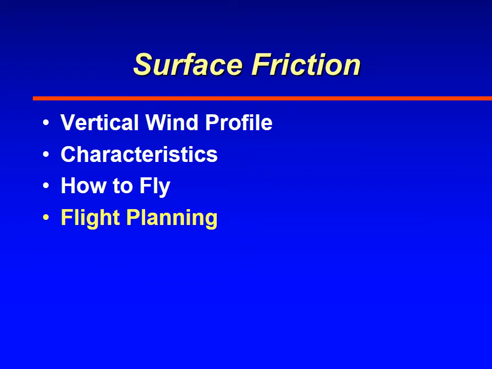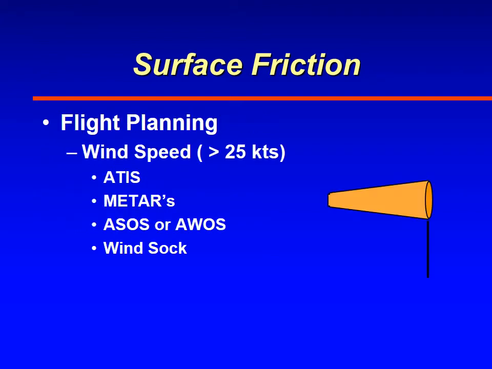As far as flight planning, what kind of things do you look for when you are flight planning for surface friction turbulence? Well, of course, if the wind speeds are great, then you know that you're going to have surface friction turbulence. Typically, a windsock is fully erect at 15 knots. If the winds are greater than 25 knots, then you're going to start to see turbulence over the ground. And we're talking about gusting conditions. If the gusts are more than 25 knots, then you're going to have turbulence.